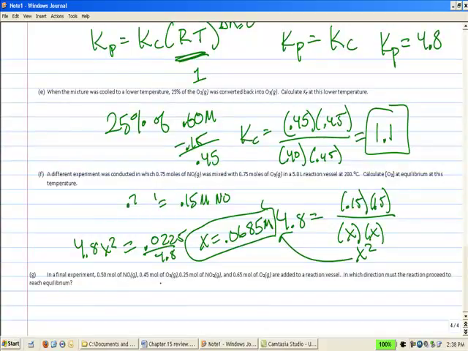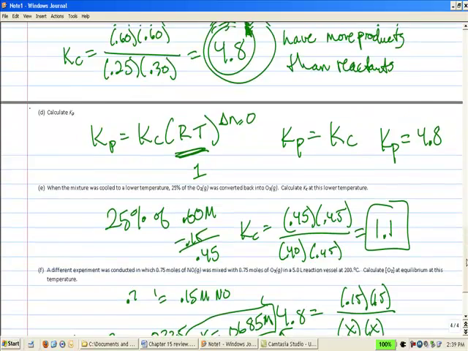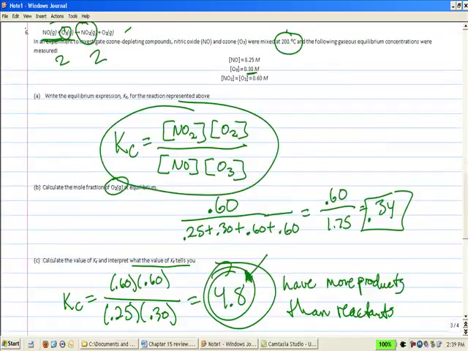And then the last one, G, it says in a final experiment, you've got 0.5 moles of NO, 0.45 moles of O3, and so on, added to a reaction vessel. In which direction must the reaction proceed to reach equilibrium? Anytime they ask which direction a reaction has to proceed, you know that you're going to be dealing with Q. In this case, they don't tell us the volume, so we have to assume that all the volumes are going to cancel out. Q, as we know, is the same thing as Keq, just using the initial values.